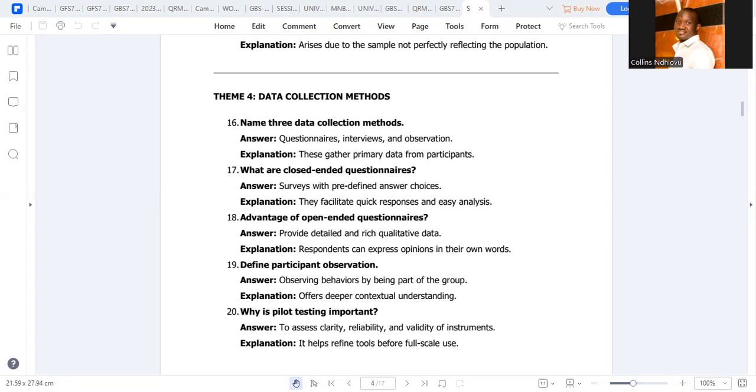What are closed-ended questionnaires? These are surveys with predefined answers. Why do we have closed-ended questionnaires? They allow you to quickly collect responses. They have many advantages. They're quick. They'll give you yes or no responses. They allow for uniform collection of data and it's easier to analyze.